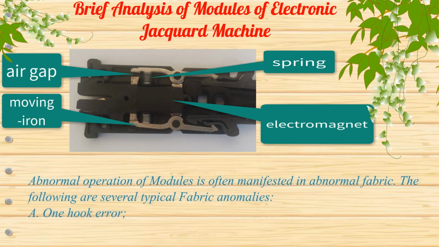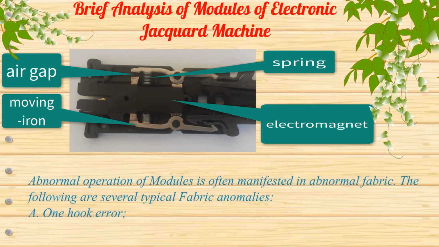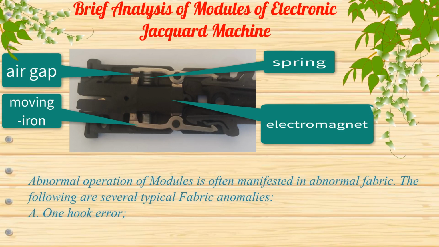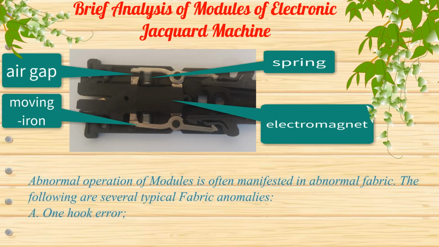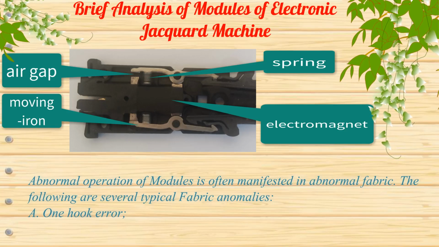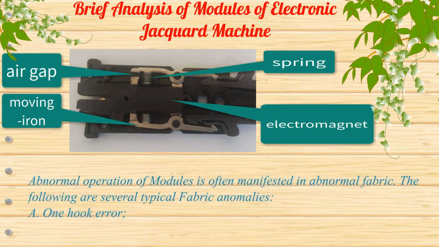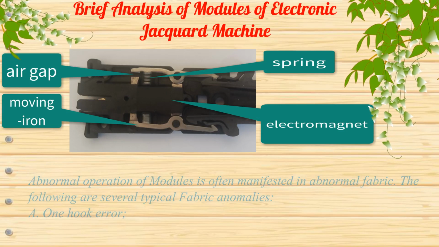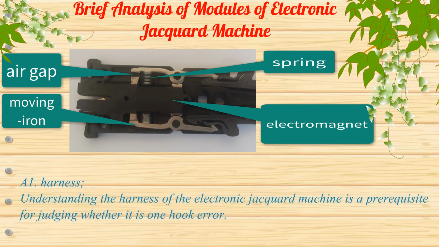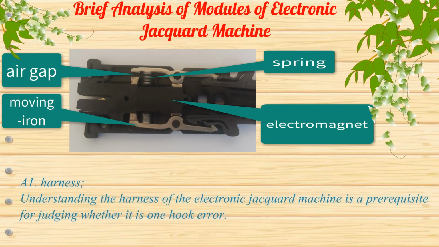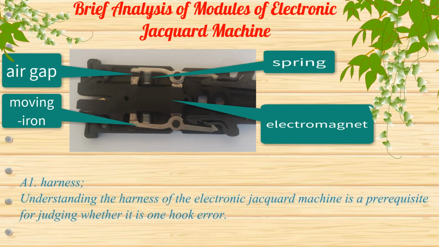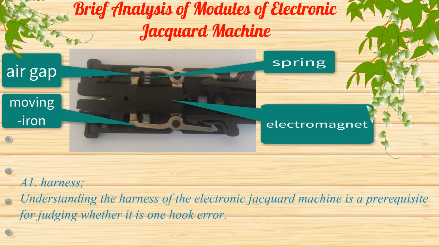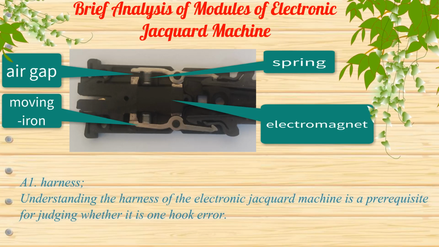Abnormal operation of modules is often manifested in abnormal fabric. The following are several typical fabric anomalies. A. One-hook error. A1. Harness. Understanding the harness of the electronic Jacquard machine is a prerequisite for judging whether it is one-hook error.